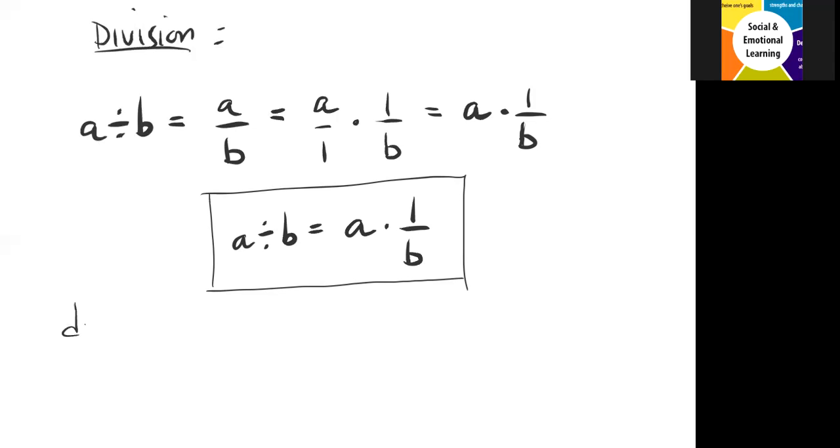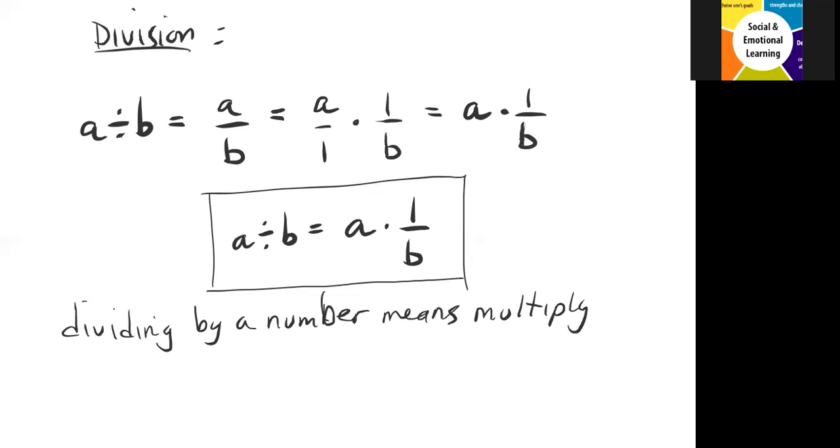So in other words, dividing by a number really means multiplying by its reciprocal. Okay, so that's an important idea there. Dividing by a number means multiplying by its reciprocal.